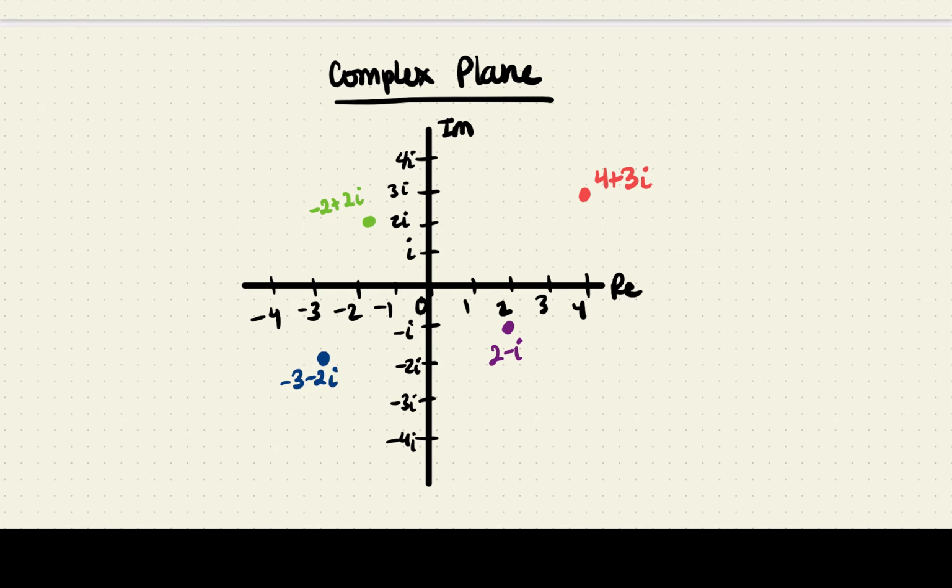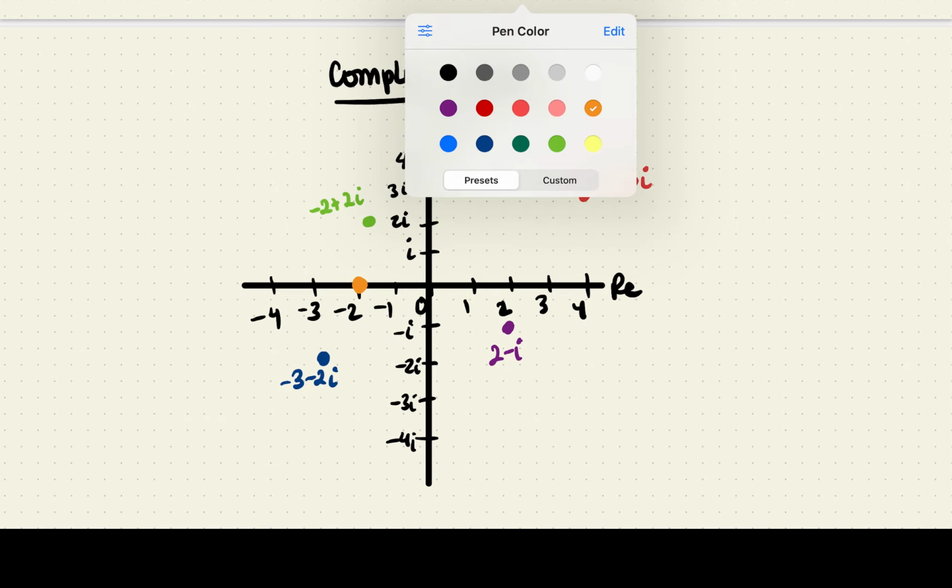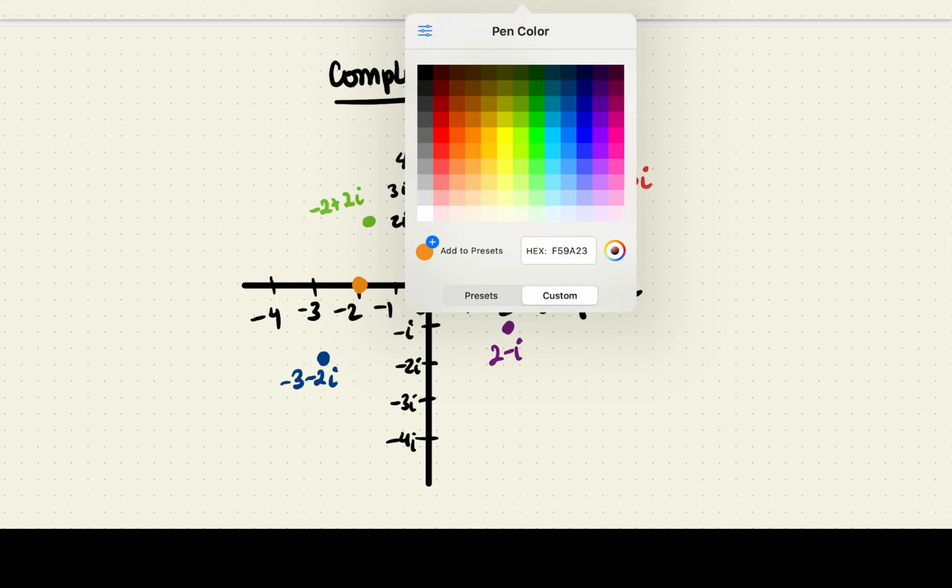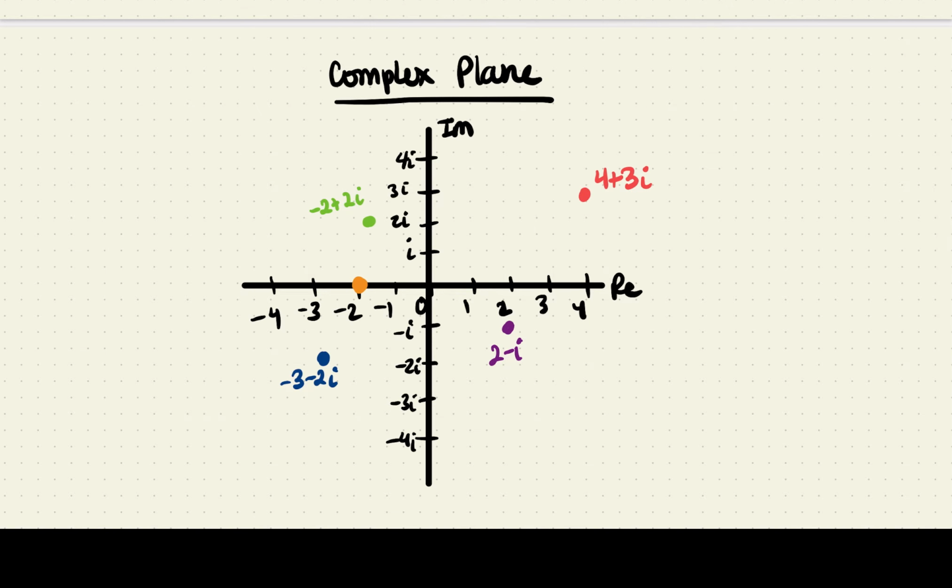You can also plot real and purely imaginary numbers on the complex plane. A real number would just show up exactly on the real axis. So the number -2, I would plot there. If I also wanted to plot, let's see, use pink color here. Maybe I want to plot a purely imaginary number. Well, if I wanted to plot the number 2i, I would plot that directly onto the imaginary axis.